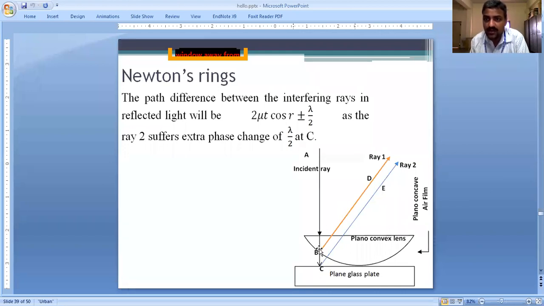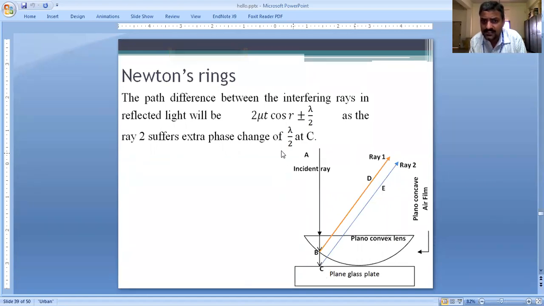So the ray from B will not have any extra phase, whereas the ray from C, please observe, because of reflection, the BC path is air. So here the refractive index is 1. From 1, it is hitting a glass plate which is 1.5, right? So 1 to 1.5 means the refractive index is increasing. So if the reflection is taking place at a relatively denser boundary, whereas at B it was a rarer boundary, at C it is a denser boundary. So from C the reflected ray, that is ray 2, will suffer an extra phase of pi or equivalent path of lambda by 2.